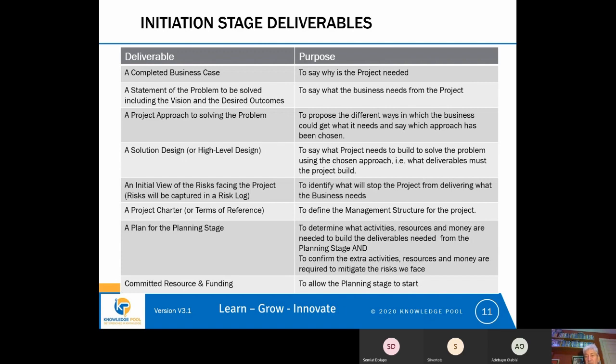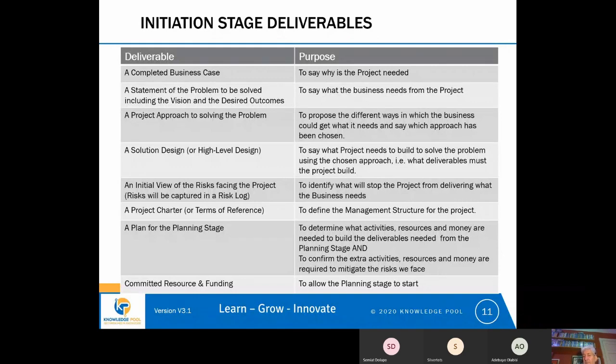But we also then need to think about, based on the risks that we've identified, are there any extra activities or resources or money that would be necessary to mitigate the risks that we face? Because it's all very well identifying risks, but if we do nothing to reduce them, then the impact that they have on the project could be significant.